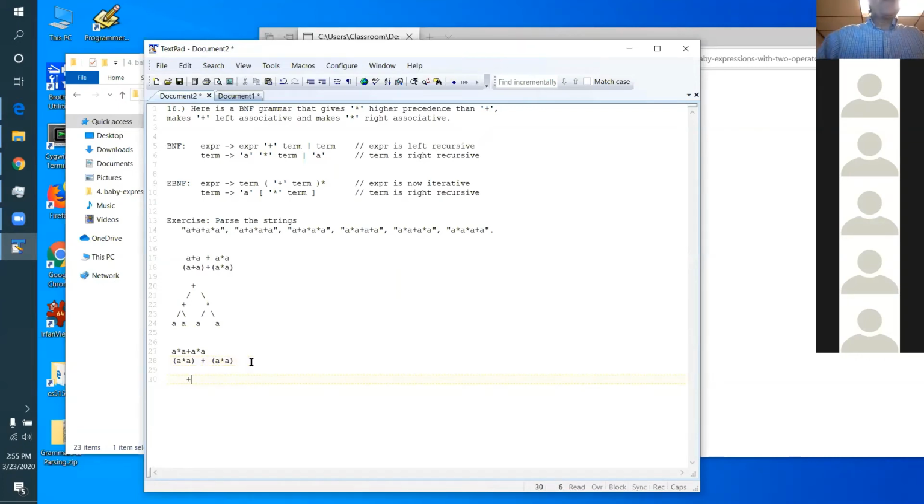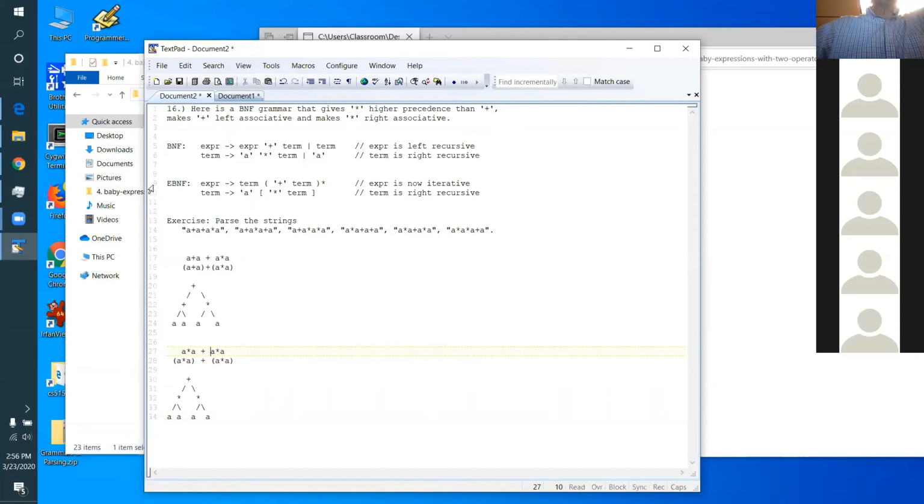We have this plus at the root, and then we have two identical trees underneath it. We have two multiplication trees underneath it. And there's just an A here, and an A here, and an A here. So that's pretty easy. That's by using the rules that we know that this grammar makes multiplication higher precedence, and we're not even using the fact there's only one plus, so we don't need to use the fact that plus is left or right associative.